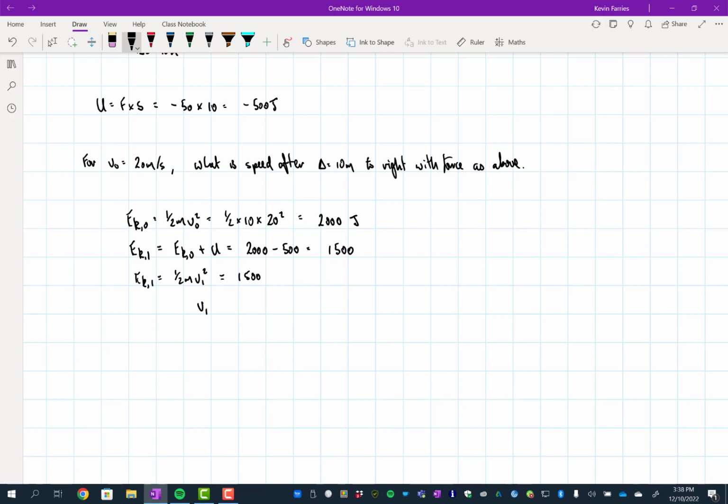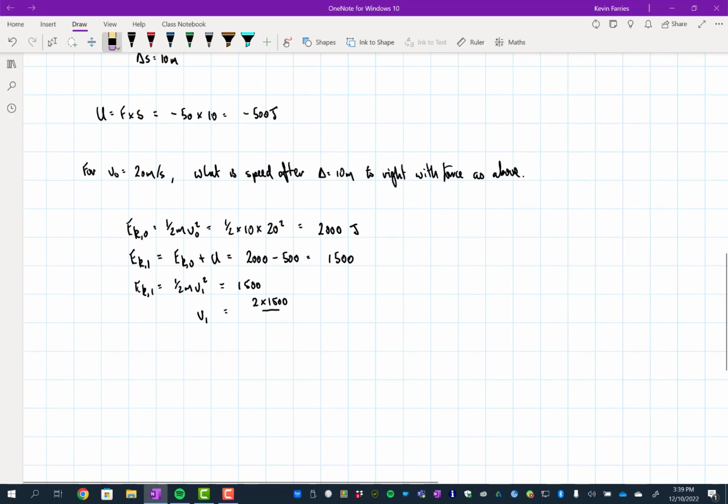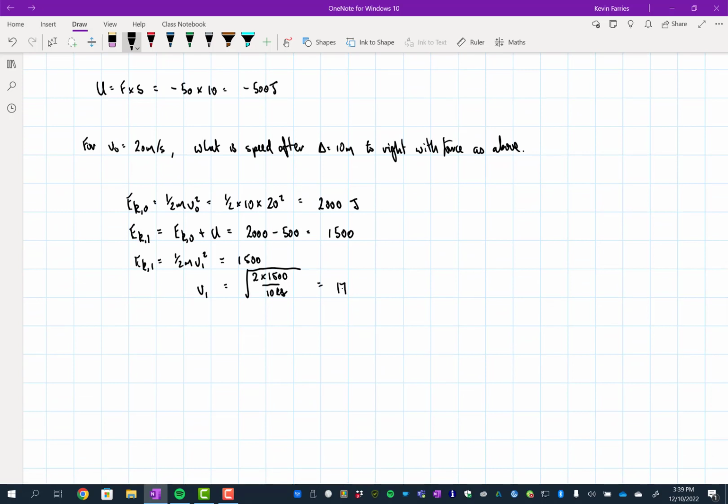Therefore, v1 is equal to, just moving everything across to the other side, 2 times 1500 divided by m, and then we're going to have to take the square root. Now, m was 10 kilograms. Then you're going to take the square root of that. So root of 2 times 1500 divided by 10, which is equal to 17.3 meters per second, the velocity at the end.